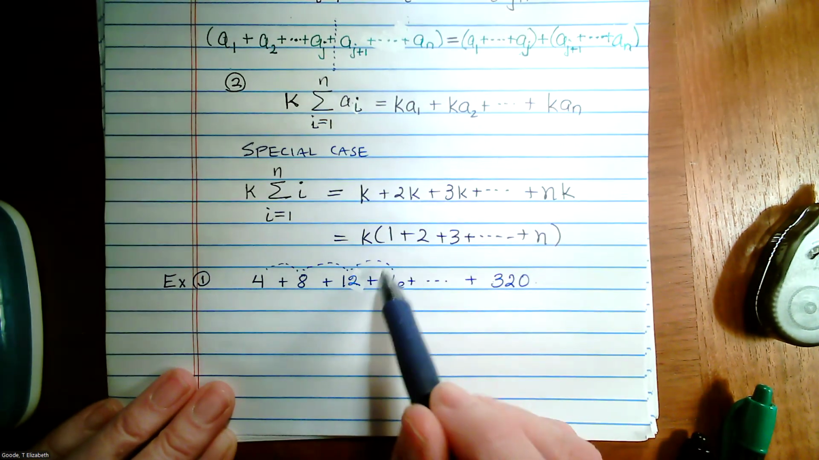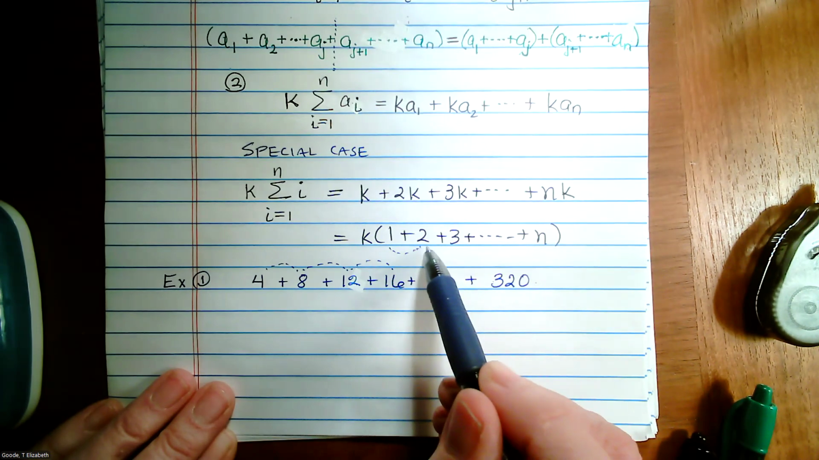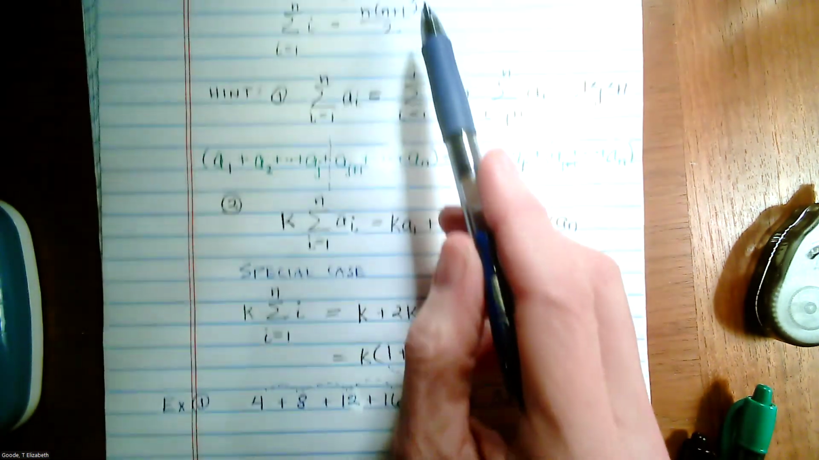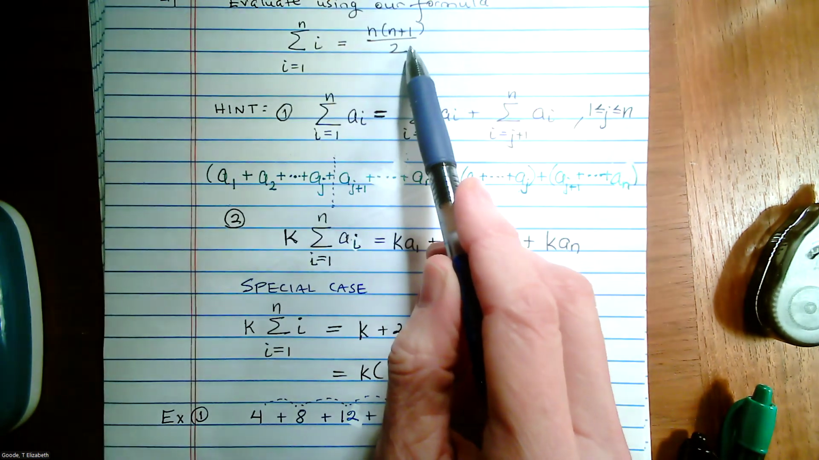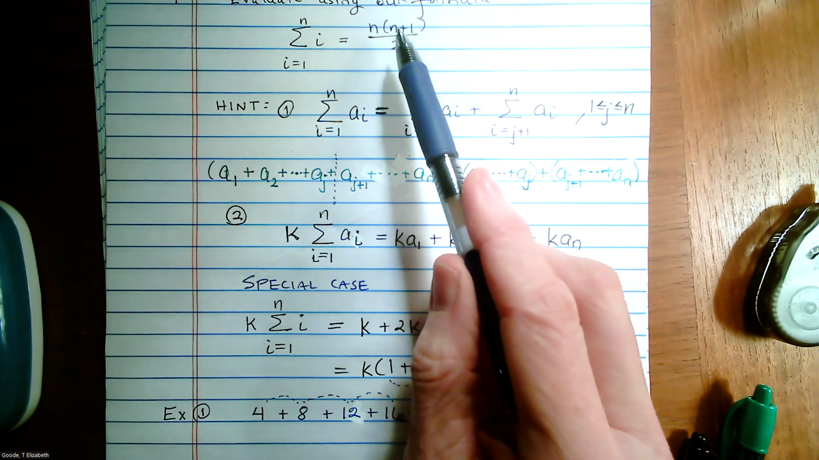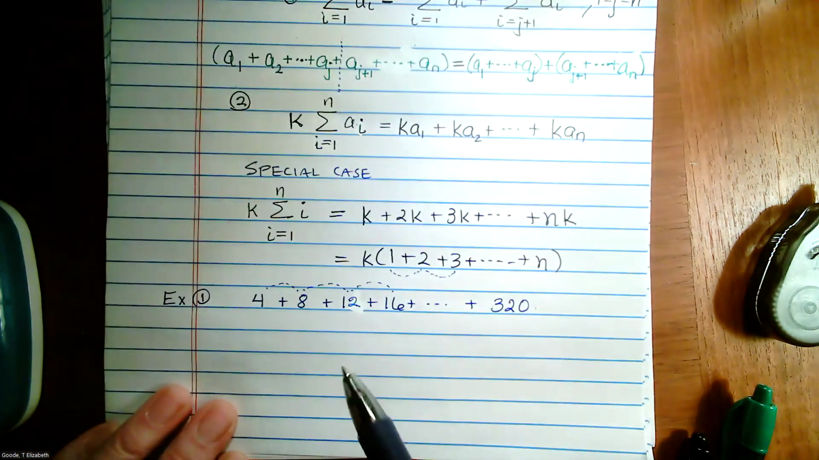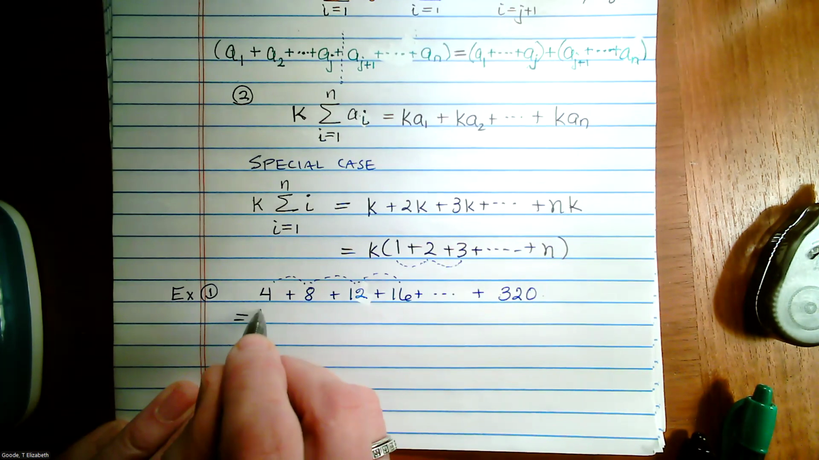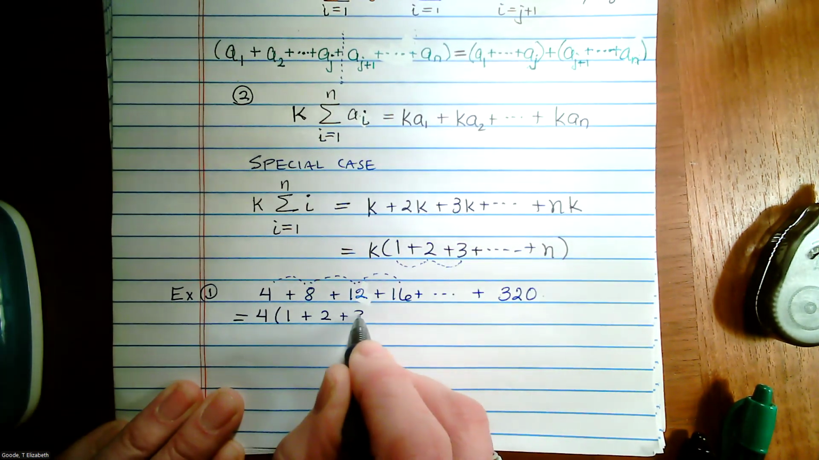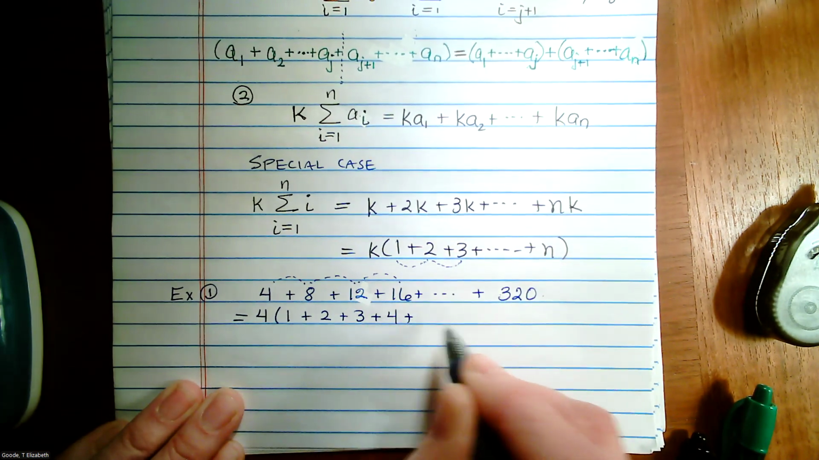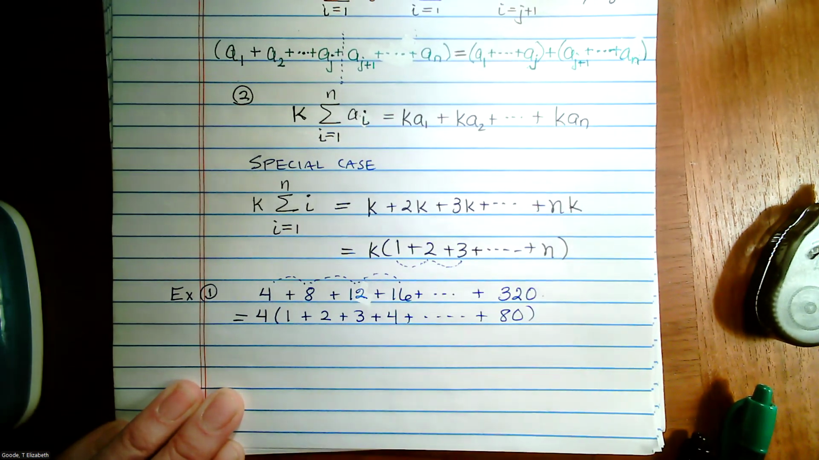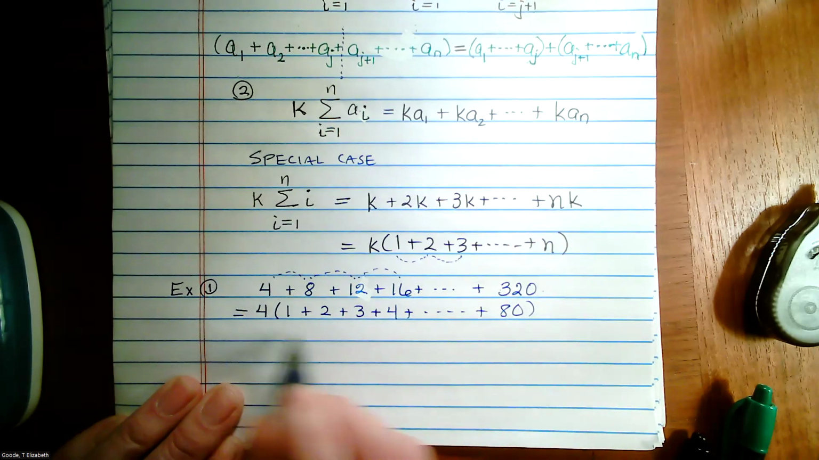Instead of jumping by jumps of size 1, we need to be able to jump by jumps of size 1 to use our formula, because that's what this formula is about. This formula is about 1 plus 2 plus 3 plus dot dot dot plus n. So here, the key is to pull out a 4, and then suddenly you see 1 plus 2 plus 3 plus 4 up to, whatever this is. I guess it's 80. And then you can use the formula.